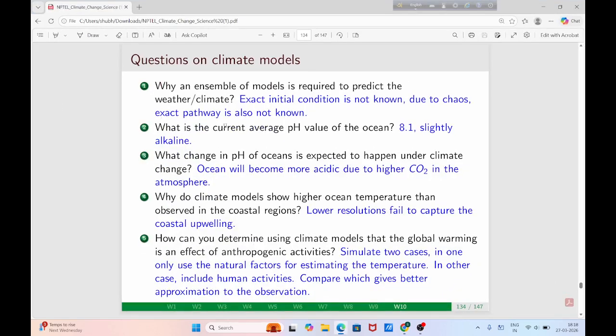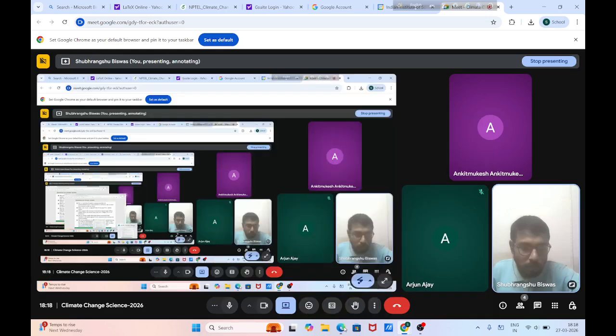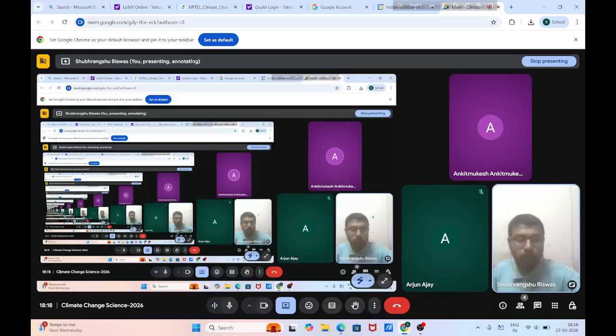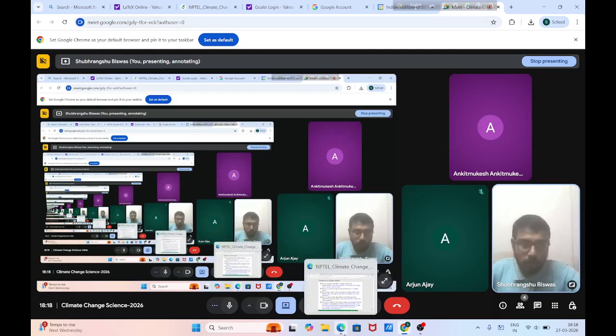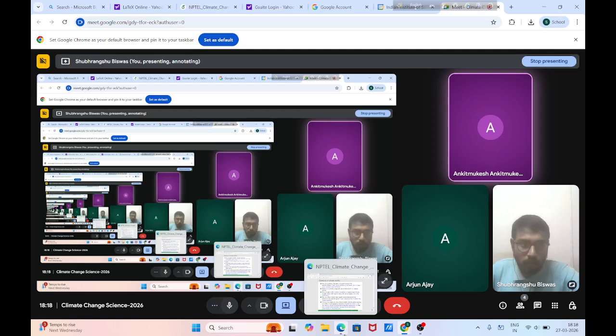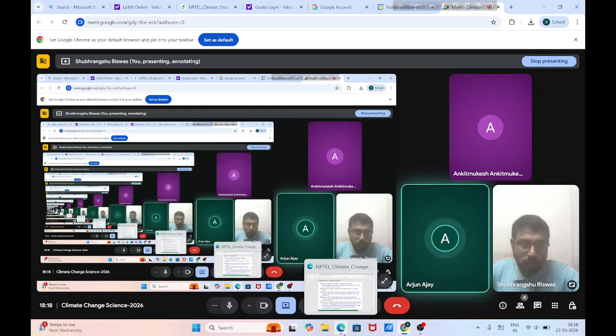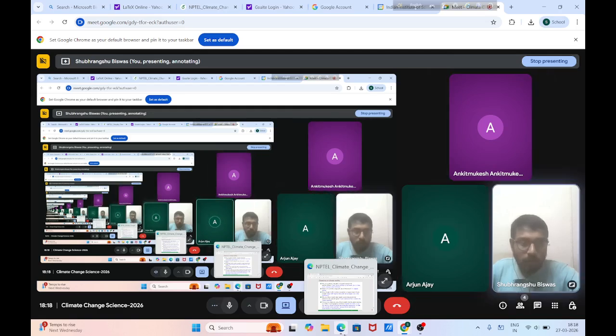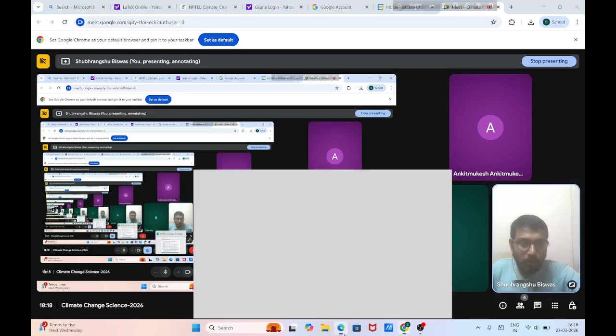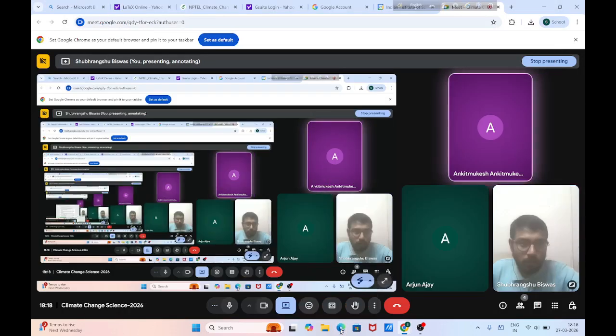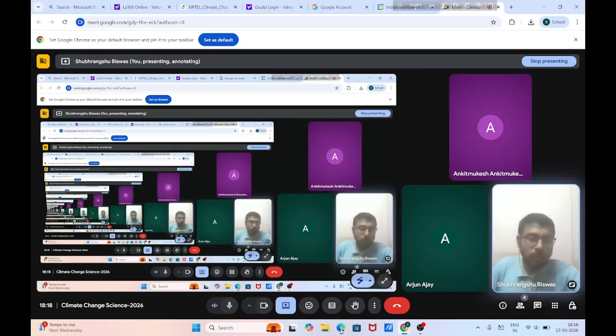Can you tell me what is the pH? You know about the pH value? What is the concept of pH? Lower the pH, higher the acidic, right? Yes, that is true. So yes, an acidic solution means lower pH.